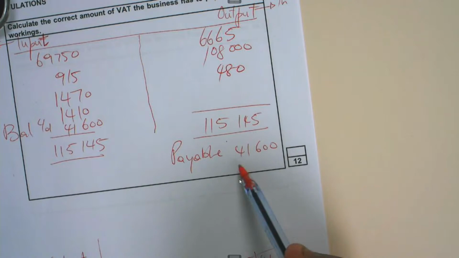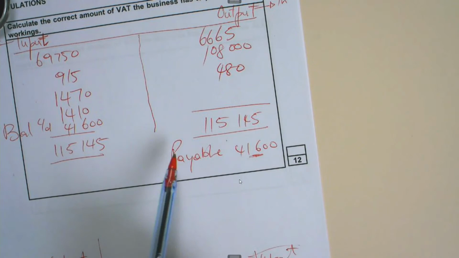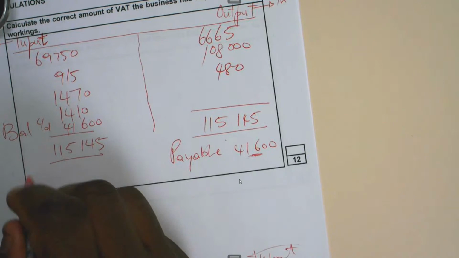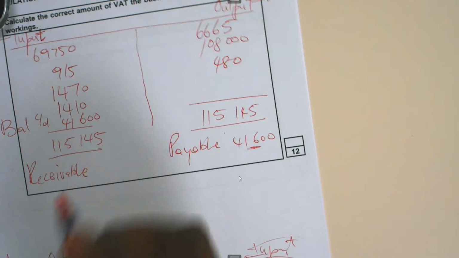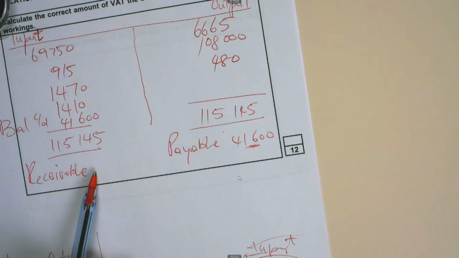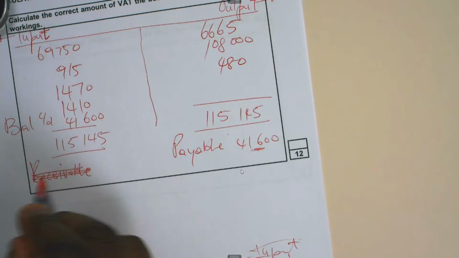Say, for instance, this balance carried down was on the credit side. Then our balance brought down would have been on the debit side, and then we could have written here receivable. In this case, if this amount is on the debit side like this, we are saying it is receivable. It means SARS is owing the business. Now, thank you very much. That is our question one.